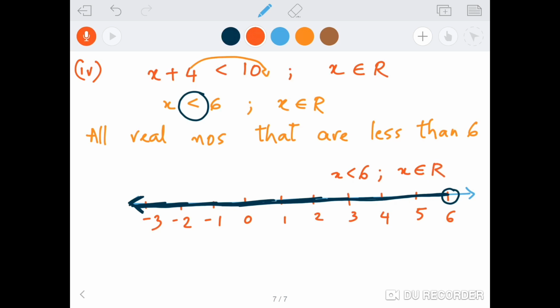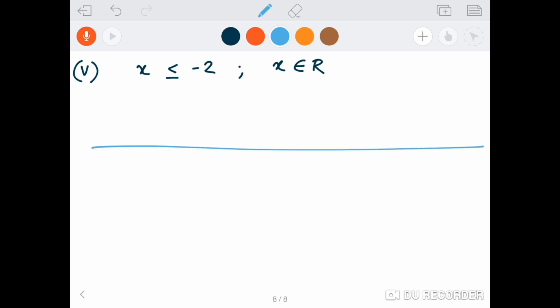Alright, we'll be doing many more examples so that you understand different ways in which you can represent this on the number line. This is actually quite simple. Alright. Now let's move into the next question. You can pause at this point if you want to do it yourself, but there are many problems from the exercise that you would anyway be doing. I have x less than equal to -2 and x belongs to R. Alright, so let's look at a number line.